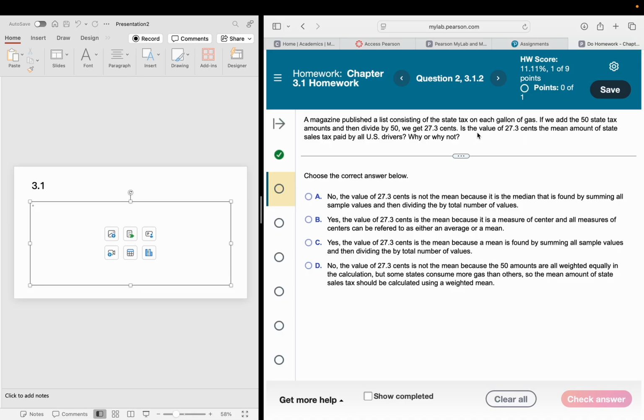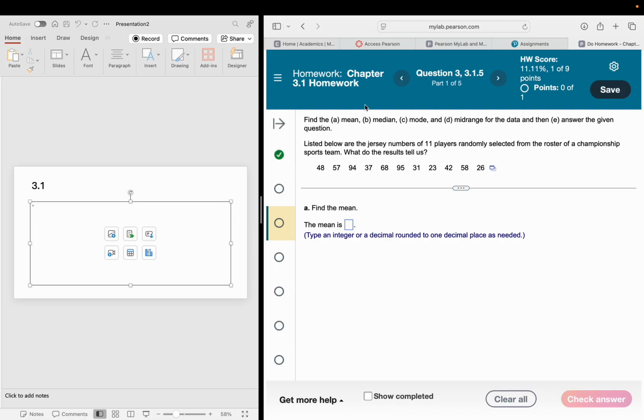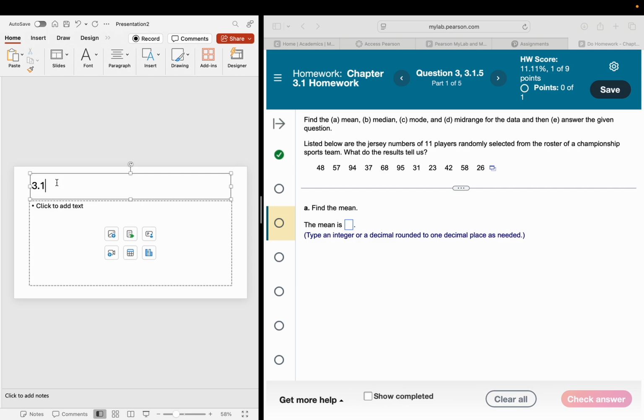Up next, I like this next question, and I want you to go through it yourself to figure out the answer. So we'll move on from there. And up next, it's time to figure out how to find the mean, median, and mode. So we're going to start by calling 3.1 summary statistics.